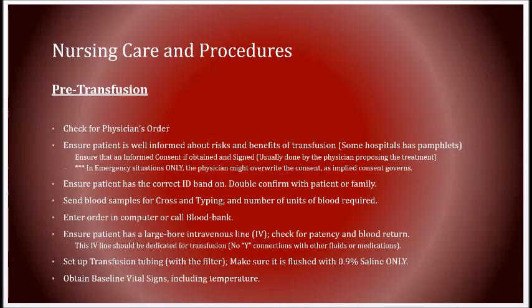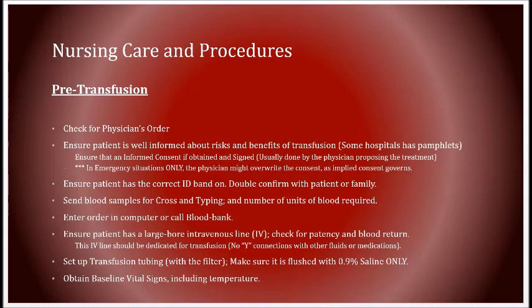Send blood samples for cross and typing again, and the number of units that you require, just to see the patient's ABO grouping and if there's any antibodies in the plasma. Enter the order in the computer or call the blood bank. In some hospitals, the nurses have to do this, and some hospitals have the luxury of having a unit clerk that's able to enter the orders in the computer.